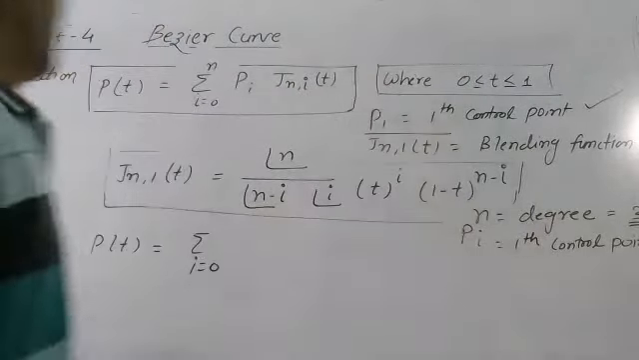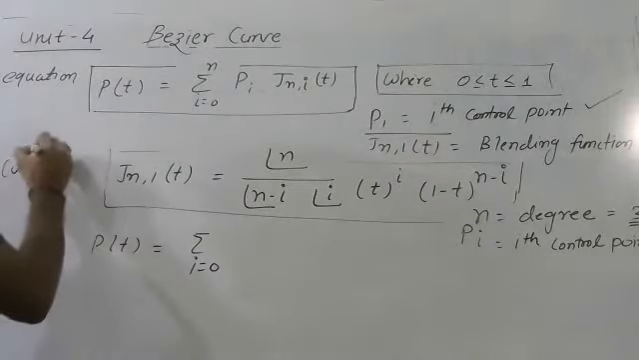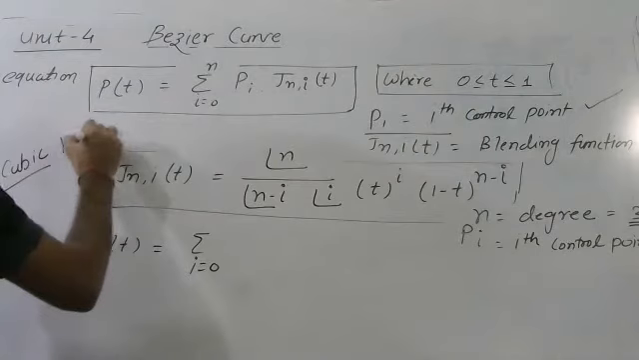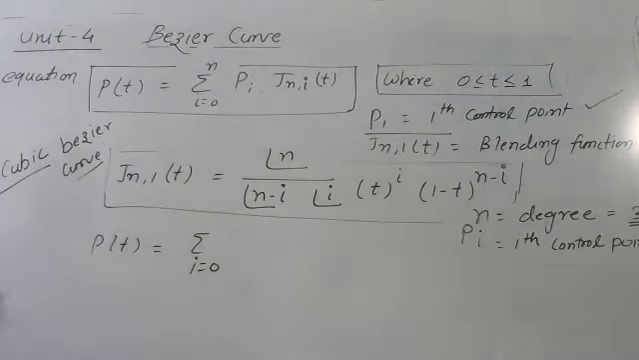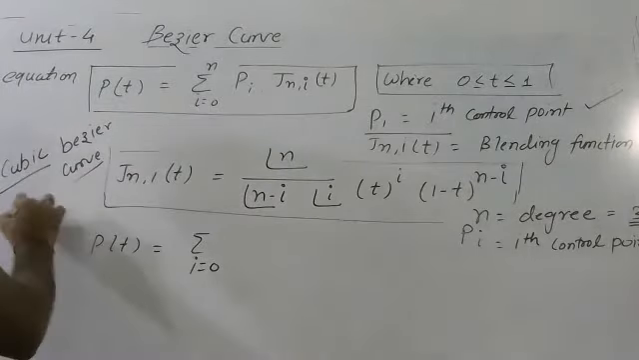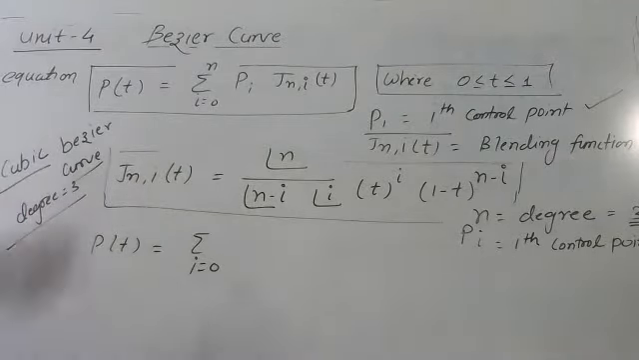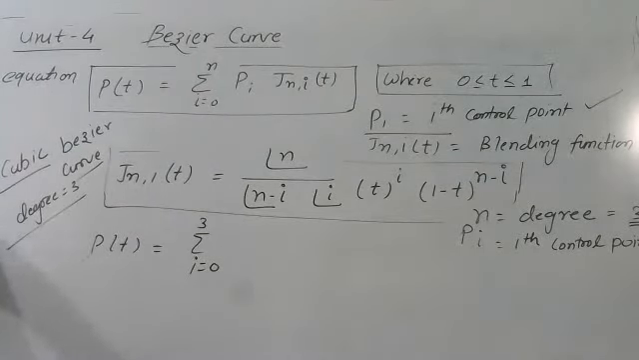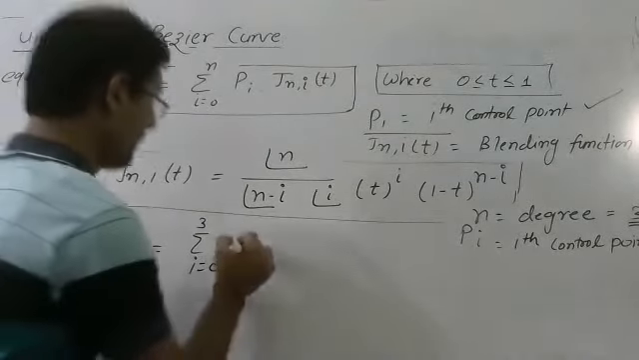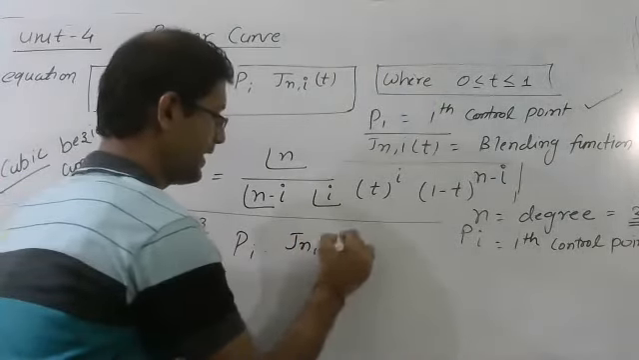So I am deriving the equation for the cubic Bezier curve, which has degree equal to 3. So here the value of n will be 3 because the degree is 3. It is given as pi multiplied by J n comma i t.